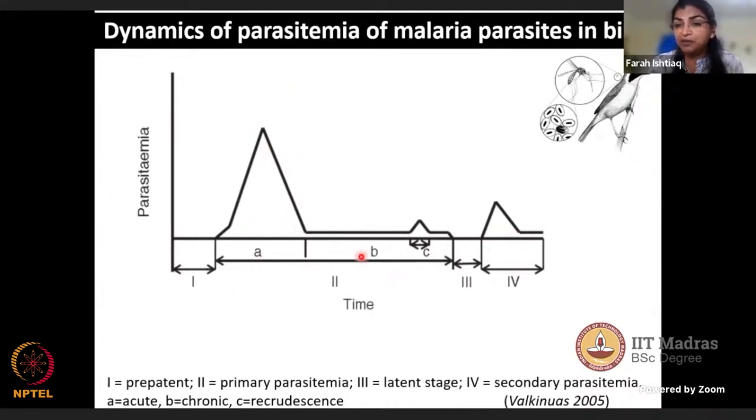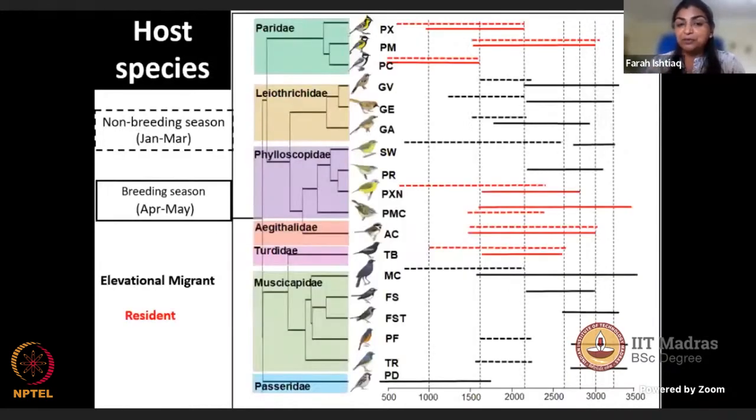Most of the time it's in the latent phase. So if you sample the birds, you may or may not find it, because it's a chronic infection, a very low kind of infection. Unless it's in the blood, you won't find it. So the way to do it is in the breeding time. If you catch the birds in the breeding season, most of them have a very suppressed immune response, because they're putting so much effort into their reproductive hormones, so their immunity is really low. And if they are infected, the parasitemia will be showing in their blood. And that's how we designed this work.